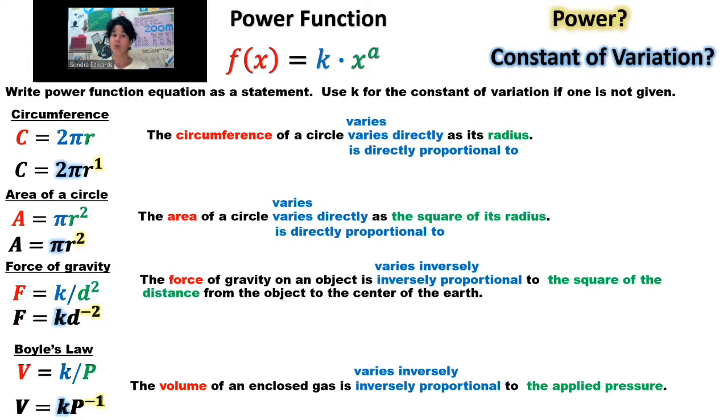One more time, you should be able to go back and forth. If you read this statement over here, you would want to write v equals k p to the -1. Or if you read one of these statements here, you would write f equals k d to the -2. Because writing something as a power function, you cannot write it as, for example, force equals k divided by d squared. You've got to make it look exactly like that.